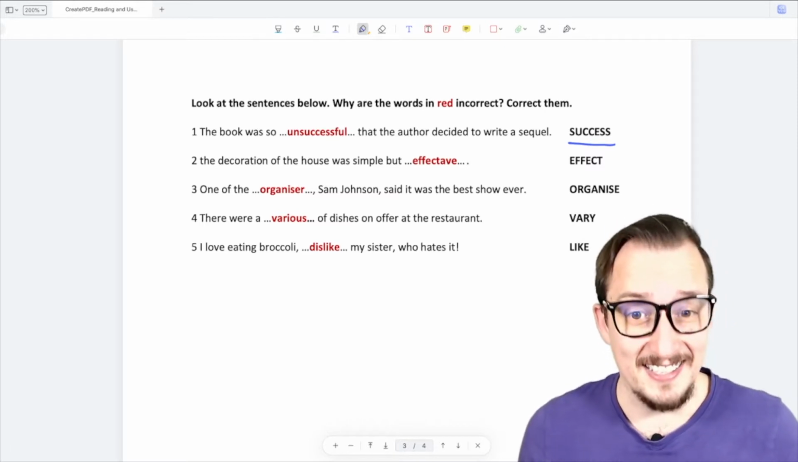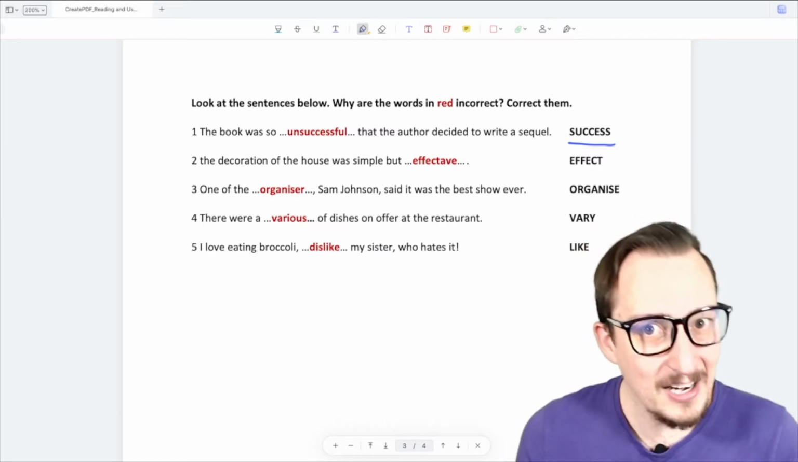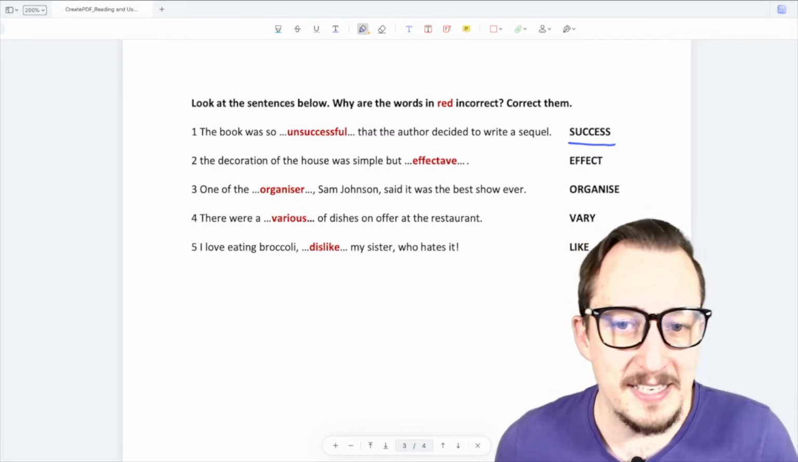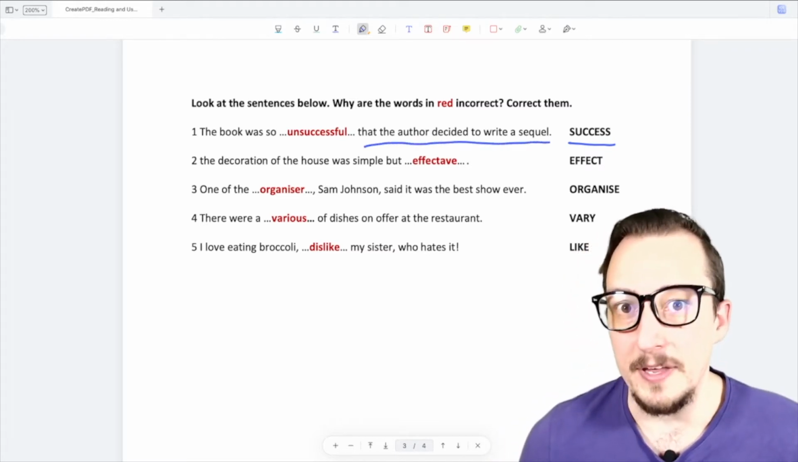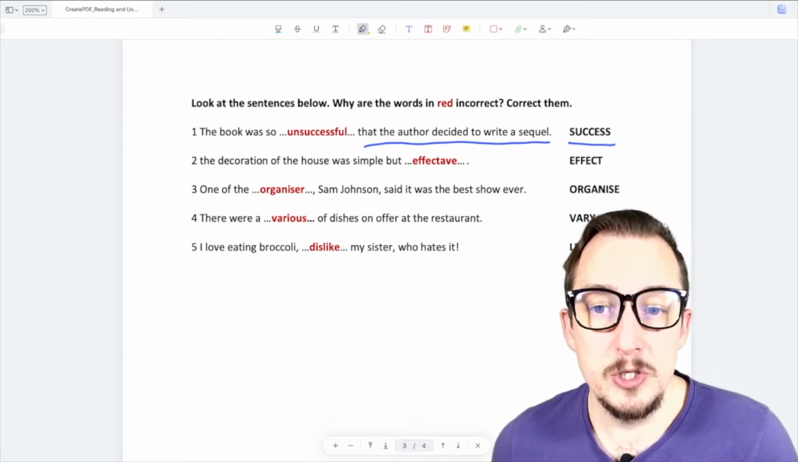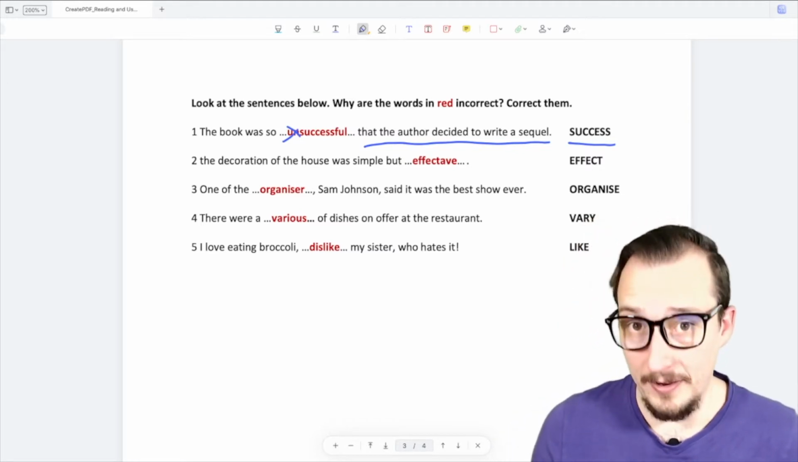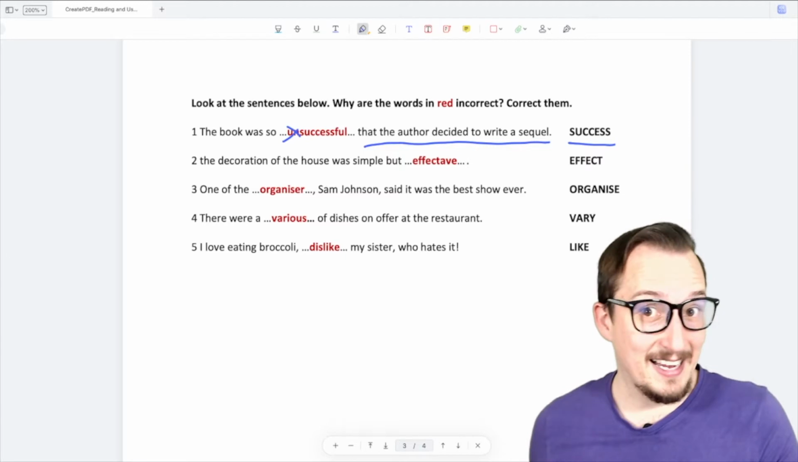And the reason it doesn't fit the sentence is because it's a negative word, when actually the meaning of the sentence is more positive. For example, it says that the author decided to write a sequel. That's a good thing, right? So actually, the correct word here should be successful rather than unsuccessful. So this has a positive meaning rather than a negative meaning.